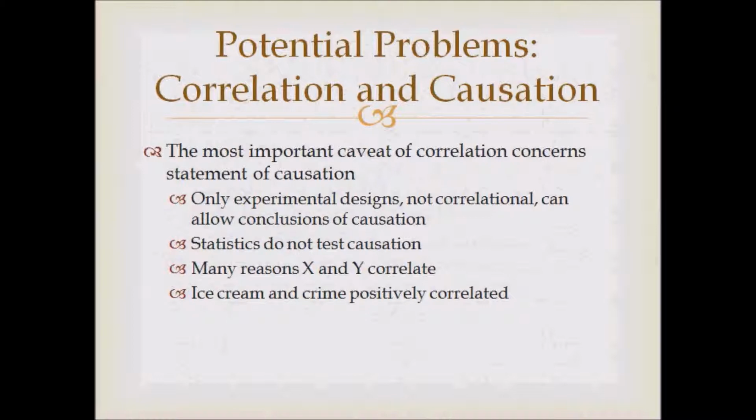And the reason why is because there's a third variable, and that's temperature. So as temperature increases, ice cream sales increase, and likewise, as temperature increases, crime increases. Okay, so you have to look behind that correlation and ask yourself if there are, in fact, other variables that are influencing that relationship.